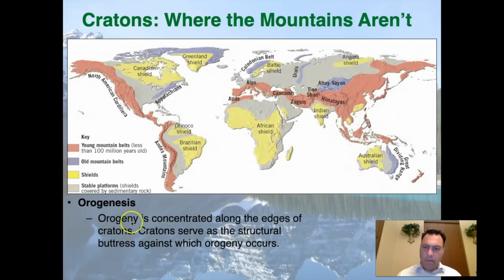So orogeny, we've discovered, is concentrated along the edges of cratons. Cratons therefore serve, or likely serve, as the structural buttress against which orogeny occurs. So one of the ideas that we have is that we have these very stable cratons. They are moving around. I mean, don't get me wrong, they're not just sitting there and not moving. They are moving. In fact, India is very definitely moving relative to Asia specifically. But they're so stable that they're not internally rifting or faulting. What they're doing is almost like playing bumper cars, and they're hitting things around them. And it's the edges where all the action seems to be happening.